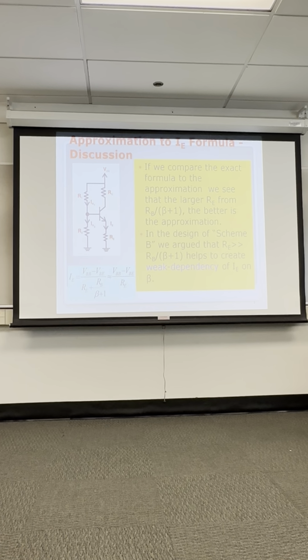And again, when we were doing the current drivers, we came up with this term, weak dependency on beta here. And we went through several versions of R sub B and R sub E, and found combinations that show weak dependency of the emitter current on beta. So we're basically doing the same with this amplifier design. It comes to the point where you have to select R sub E and R sub B. You should refer back to the notes on the current drivers where we went through several versions of R sub B and R sub E.